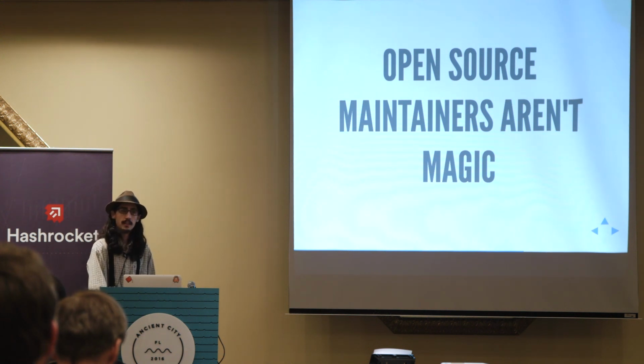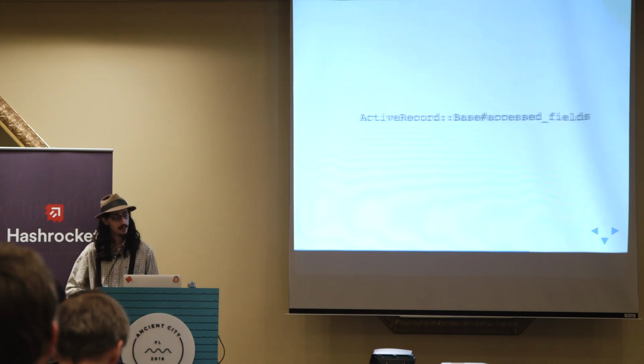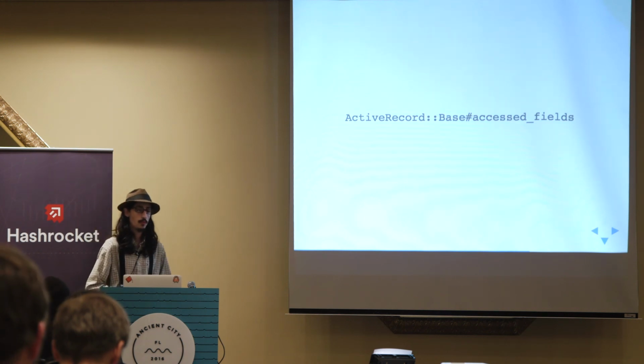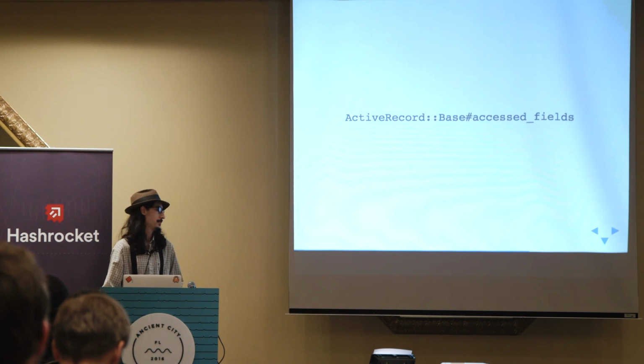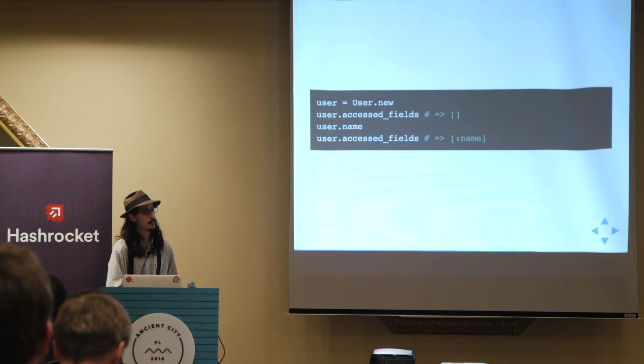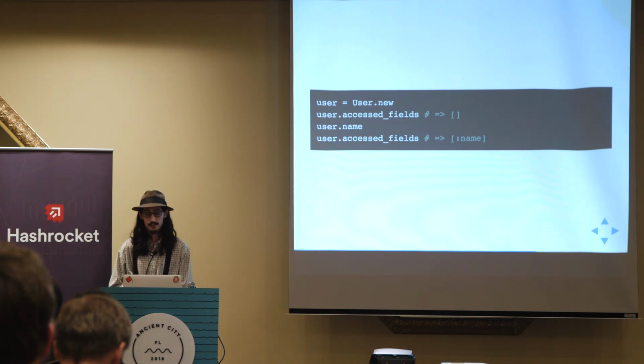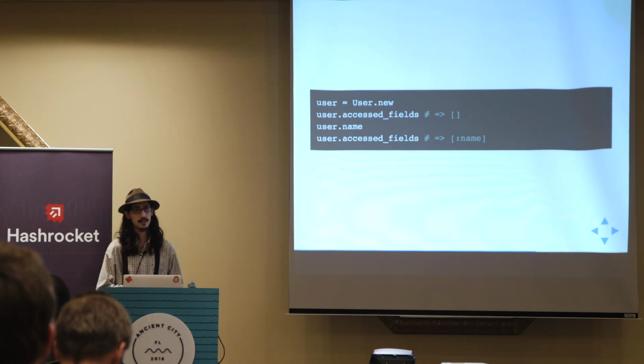So, getting into a little bit more directly usable things, we have a new method in ActiveRecord base called accessed fields. And what this method will do is tell you all of the fields that you've ever accessed on a model. So if you have, let's say, a user, and we'll assume that there's a column called name, and you new it up and you call accessed fields, you get back an empty array. And then if you ever access the name field, and then you call accessed fields, you'll get an array containing name.